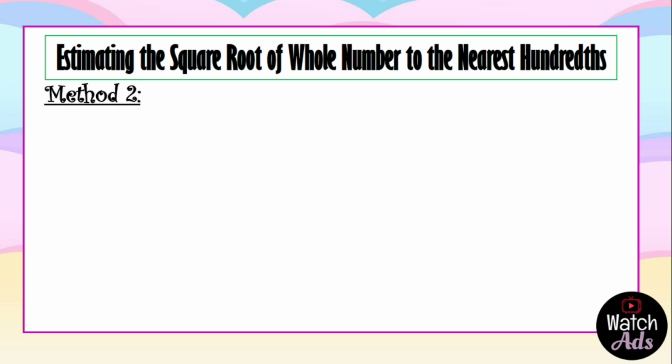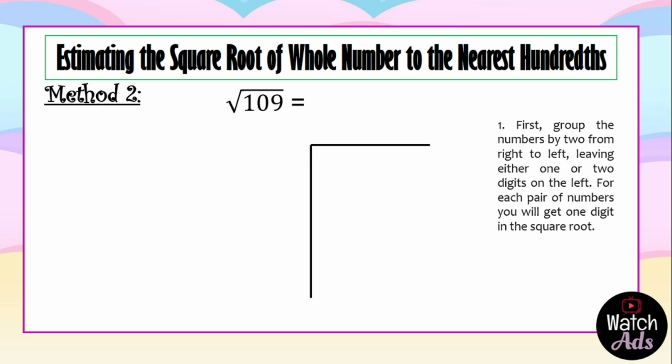Our second method is more like the long division. This is the long process. It will take quite a long time, but it will give you a more accurate answer. Let's have the square root of 109. We put a line like that.